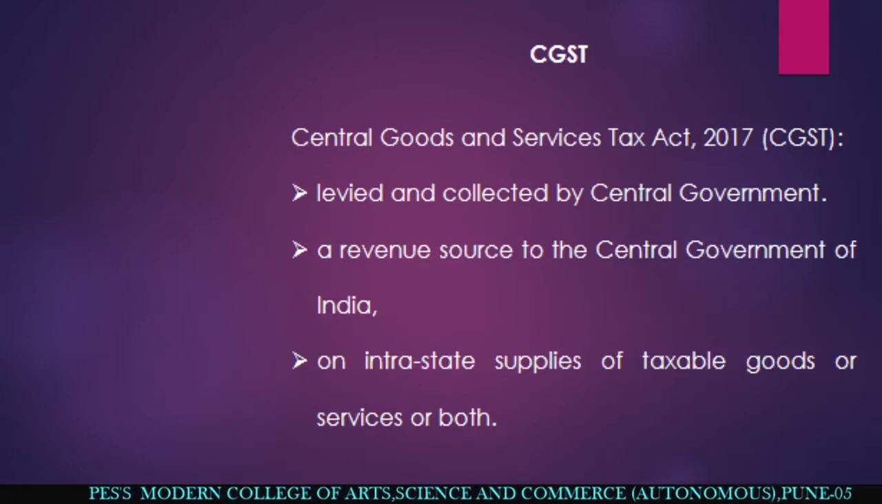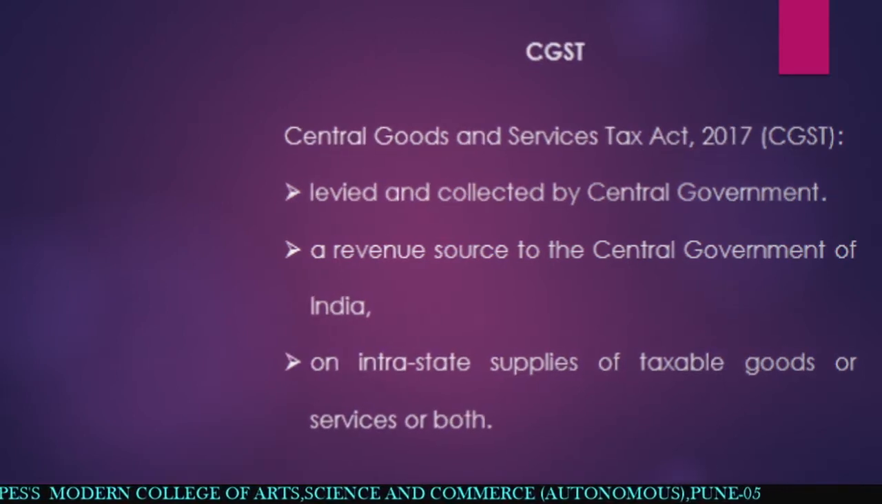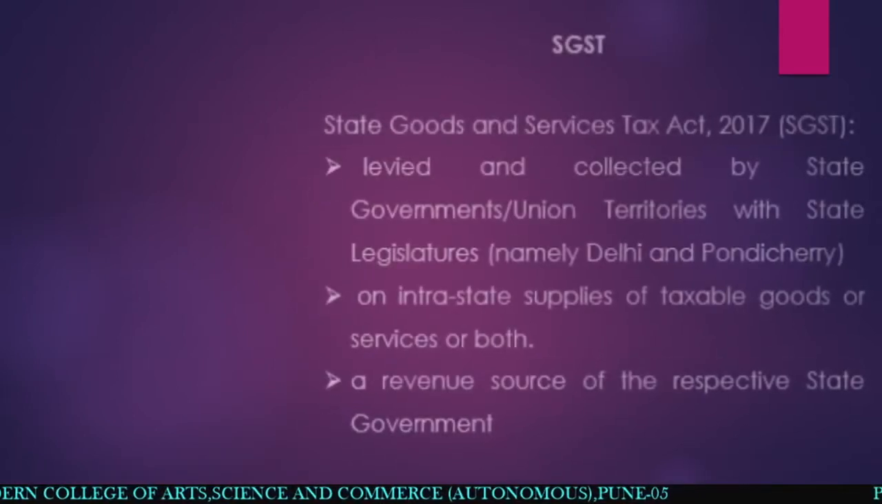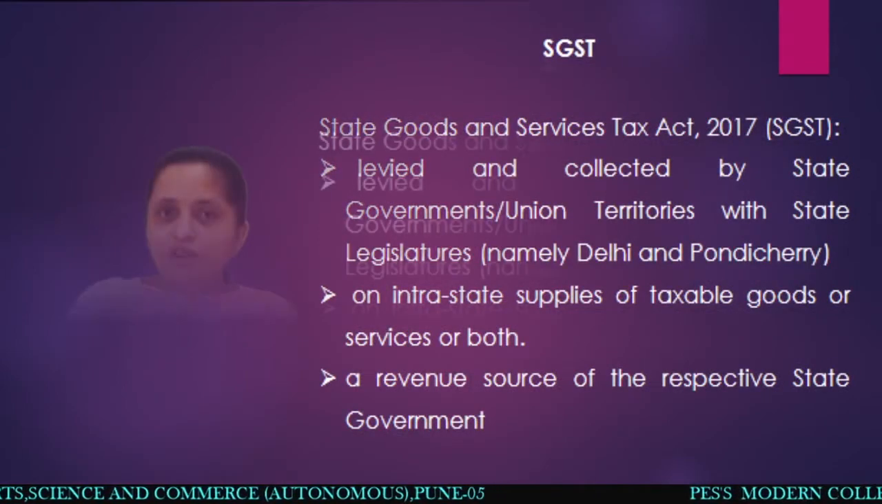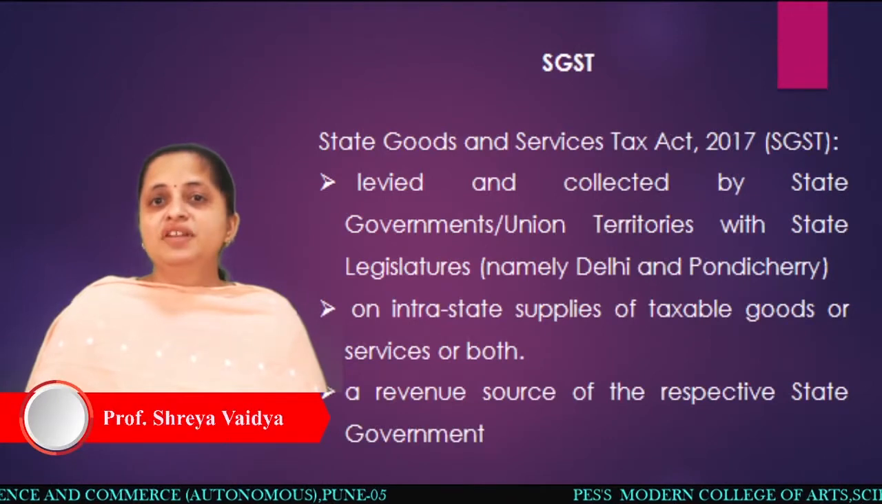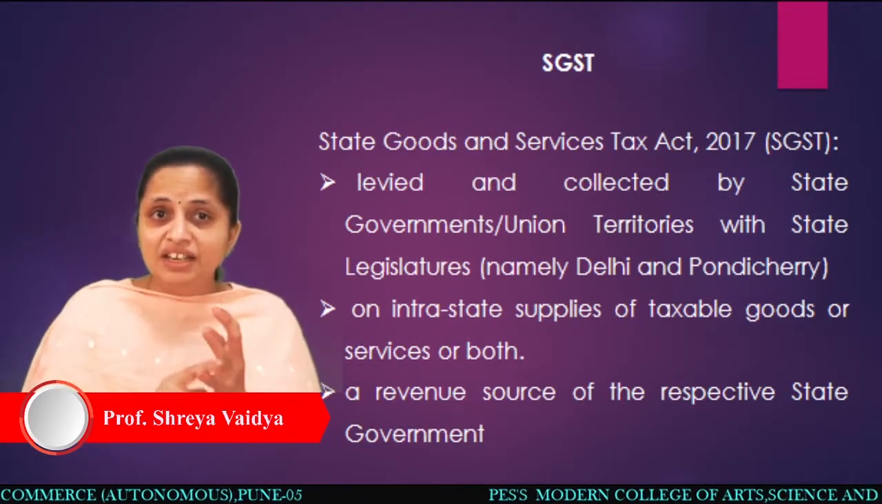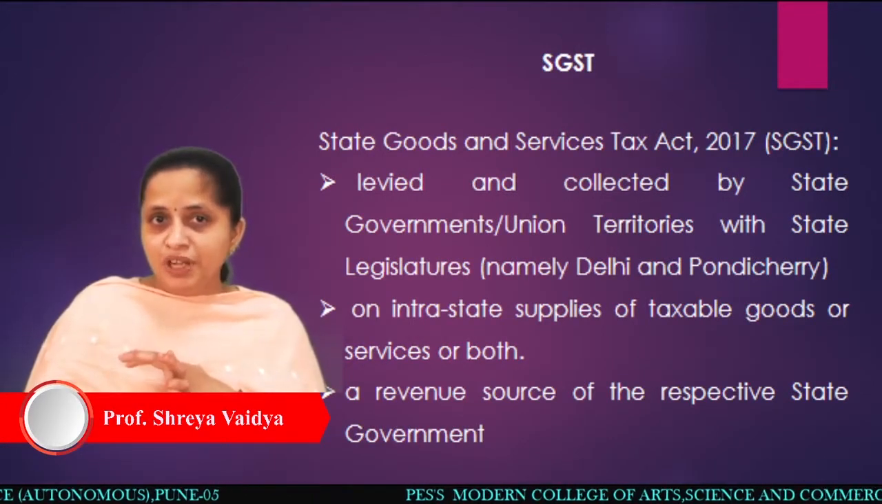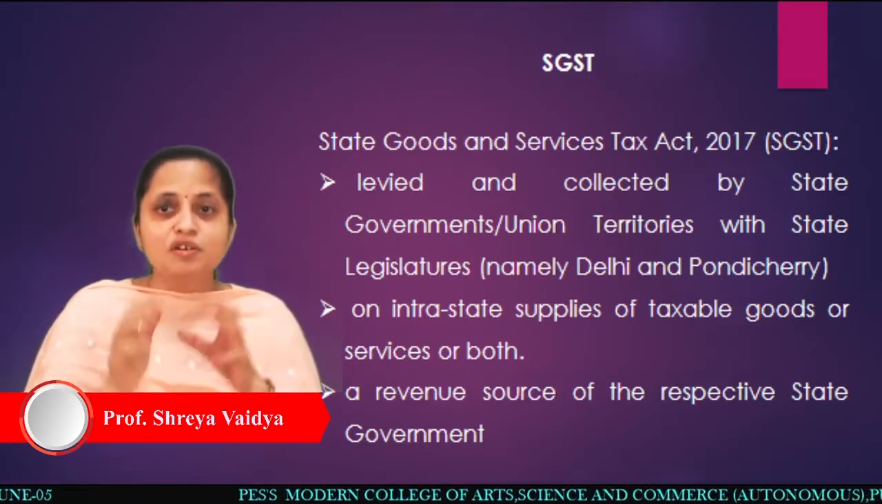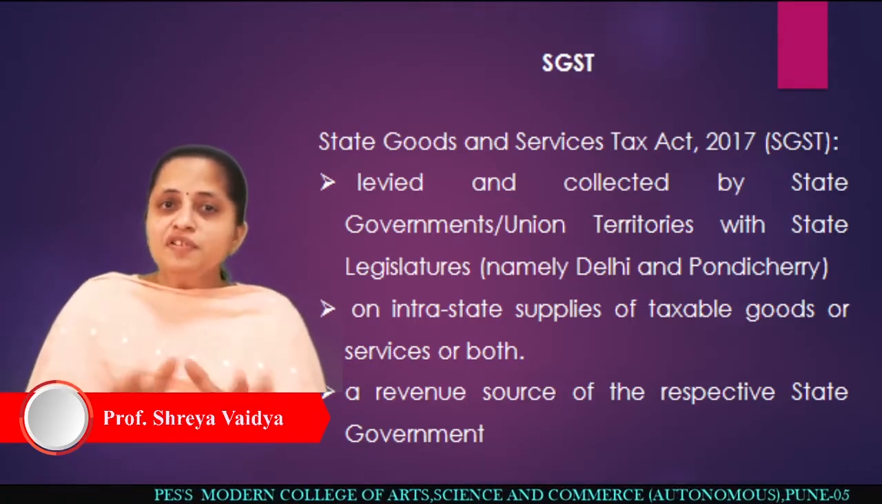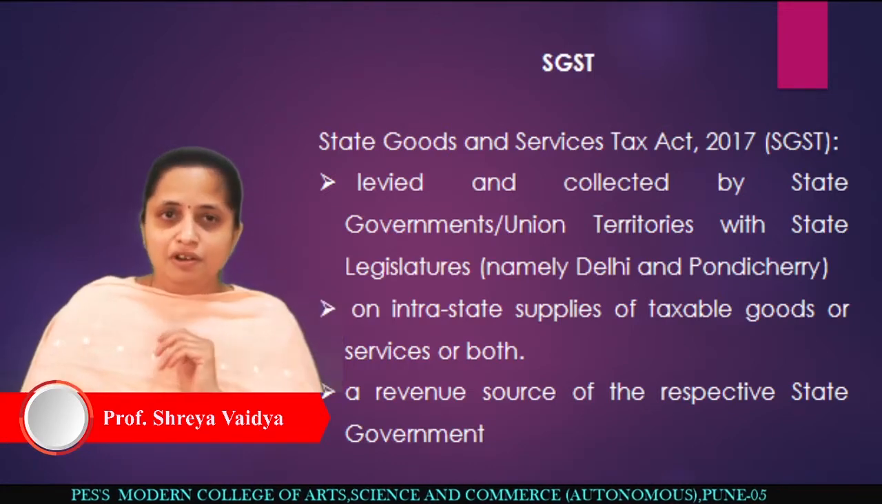Now next is the State Goods and Services Tax Act 2017. We call it SGST. It is levied and collected by the state government or union territories with a state legislature, namely Delhi and Pondicherry, on intrastate supplies of taxable goods or services or both. It is a revenue source of the respective state government.